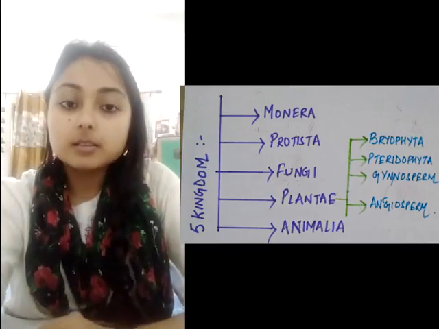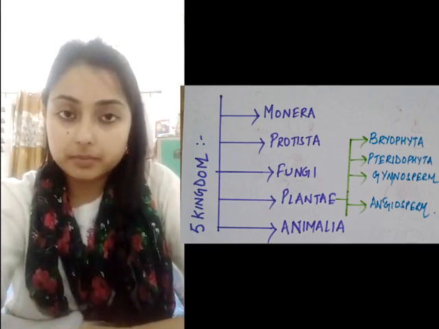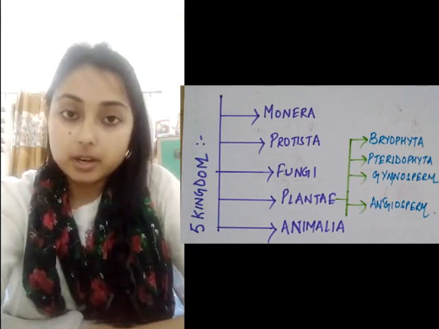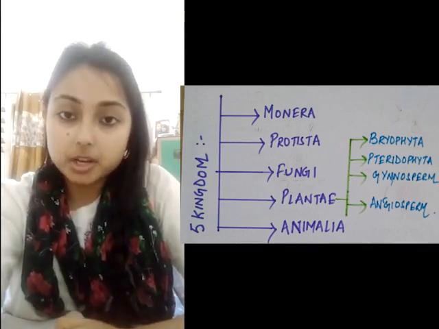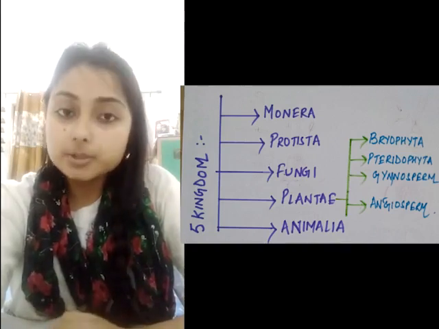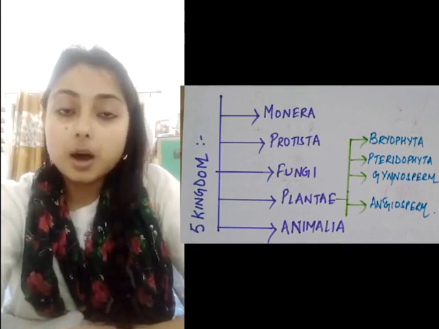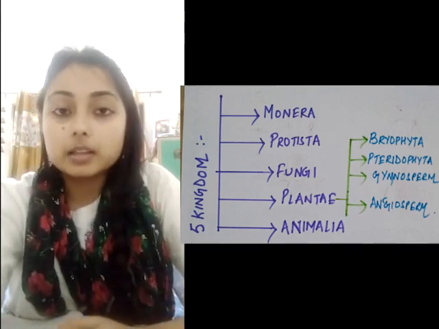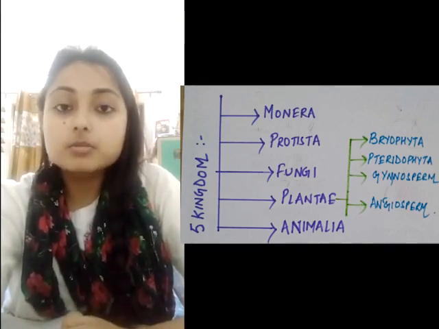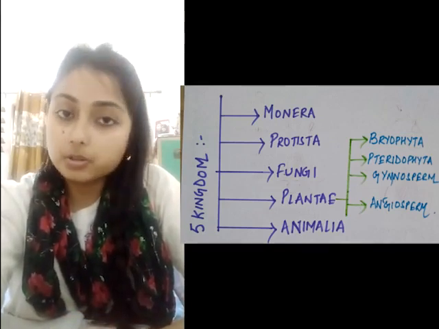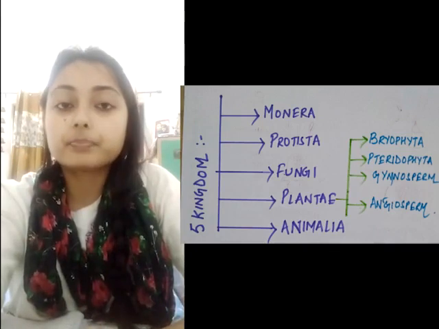In the last class, I have taught you about the 5 kingdom classification. What were they? Monera, Protista, Fungi, Plantae and Animalia. In today's class, we will learn how the kingdom Plantae is subdivided. The different subdivisions include Bryophyta, Pteridophyta, Gymnosperm and Angiosperm.